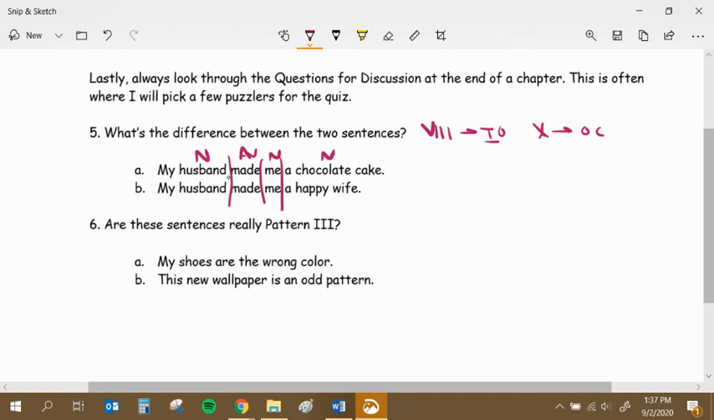So when I read this one, which one do I really go straight across to? My husband made me a chocolate cake. My husband made me a happy wife. I pause. And now hopefully you're saying the B sentence is the one that you go straight across from. It's true. This is a nice little pattern 10 because you're saying my husband made me into a wife. So think about that. In a very short version, husband made me to be. Remember, you can have those imaginary expletives. He made me to be, boom, a happy wife.